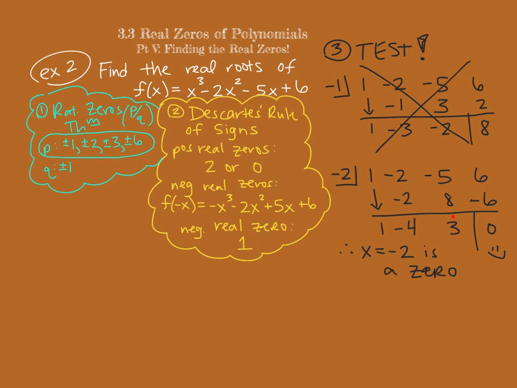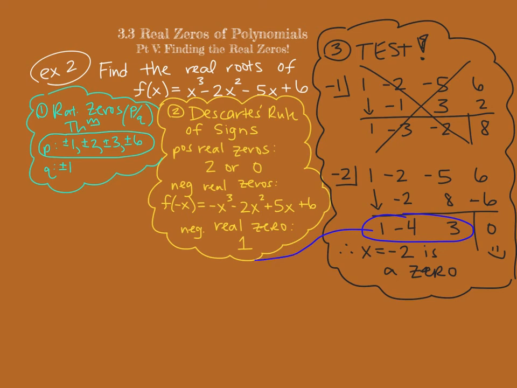So now what do we have remaining? We have a quadratic remaining since we took a cubic and we performed synthetic division on it. It knocked it down to a quadratic. Our quadratic is 1x squared minus 4x plus 3. That's going to be our next step, finding the zeros of that quadratic using the quadratic formula. So we have this remaining quadratic.